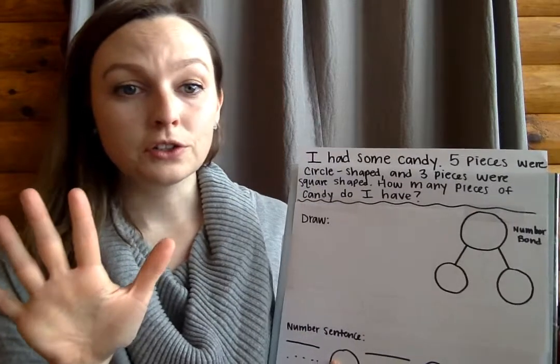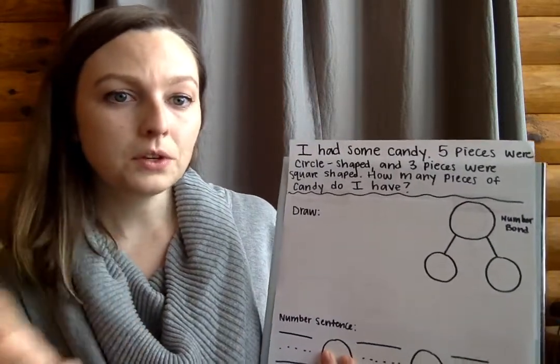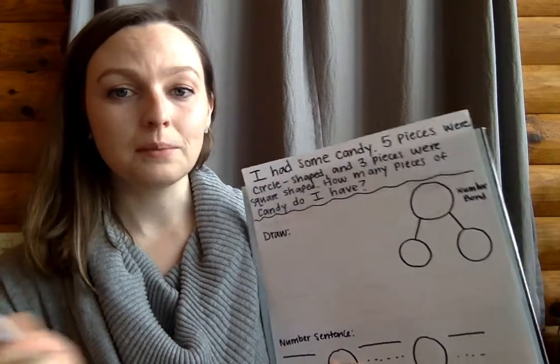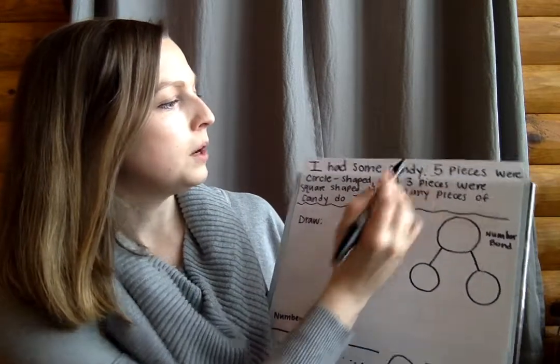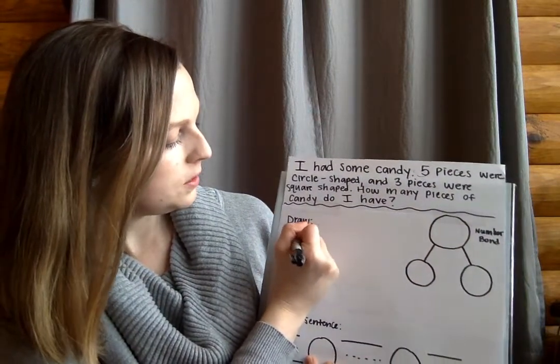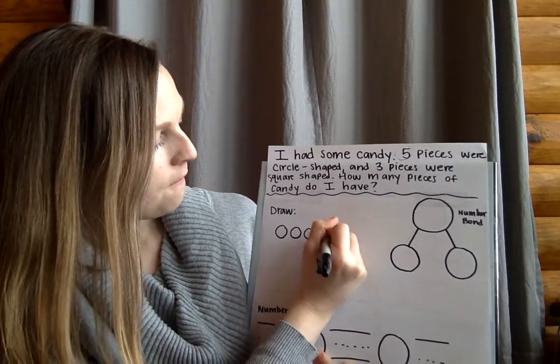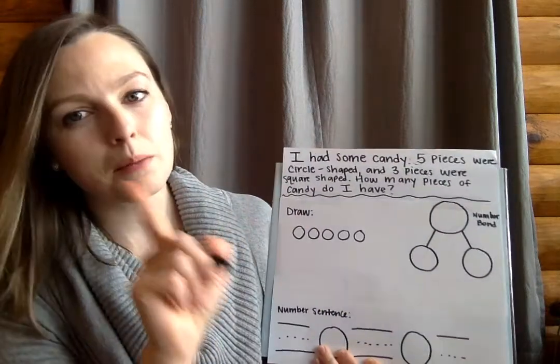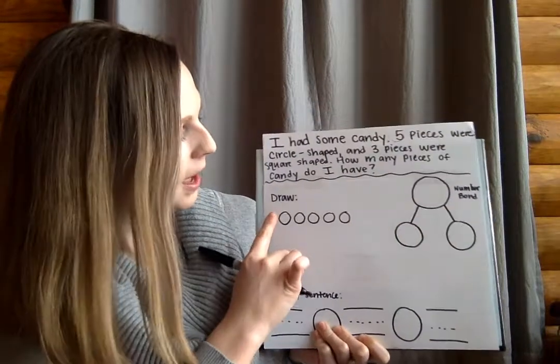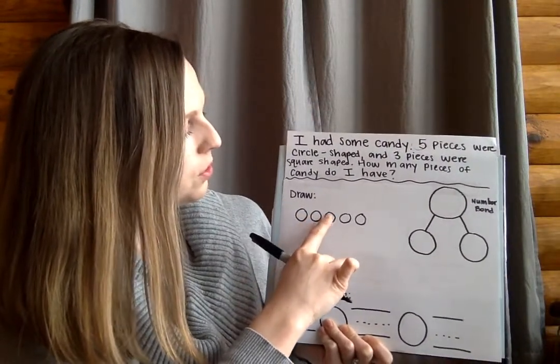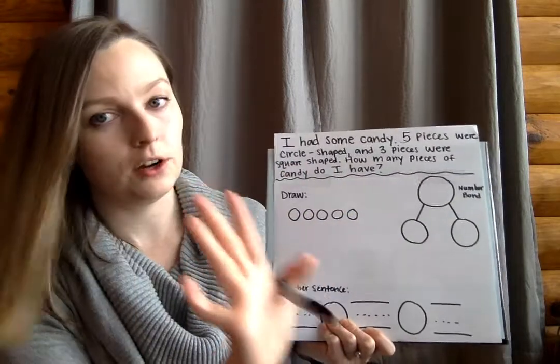All right, my friends, remember that our problem said that I had some candy. 5 pieces were circle-shaped and 3 pieces were square-shaped. So the first thing I'm going to do is draw my 2 groups. The problem said 5 pieces were circle-shaped, so I'm going to draw those 5 pieces. 1, 2, 3, 4, 5. I'm going to double check my work. Go back, go back, go back, and count again. Let's try it. 1, 2, 3, 4, 5. Okay, good. My drawing is correct.